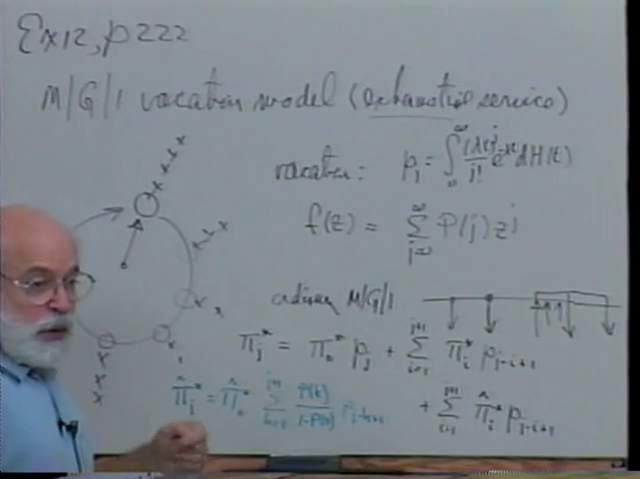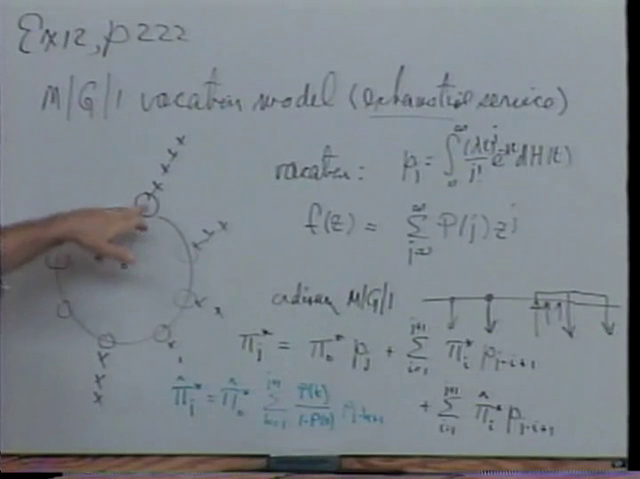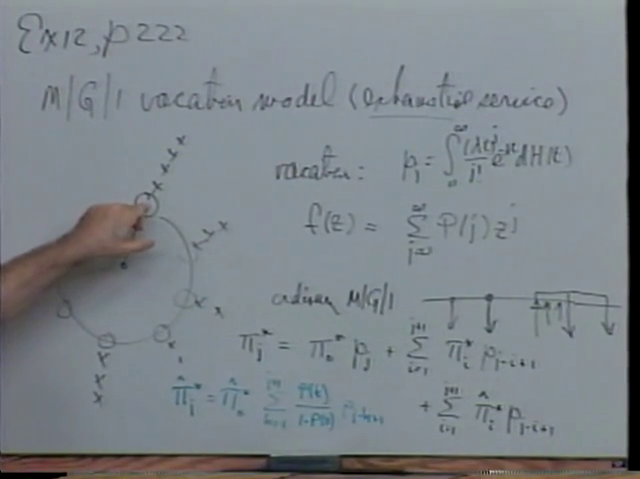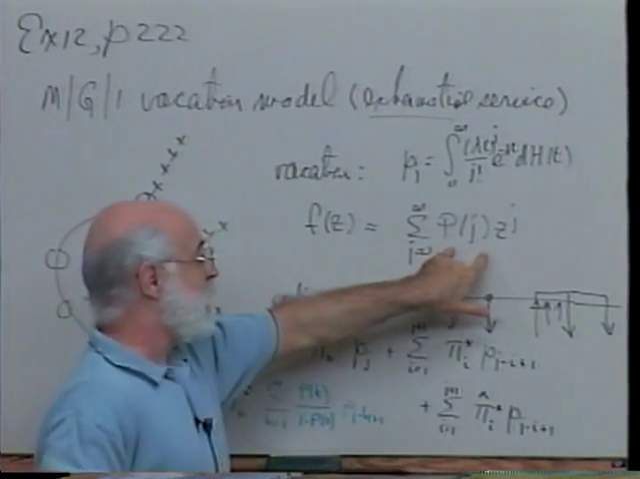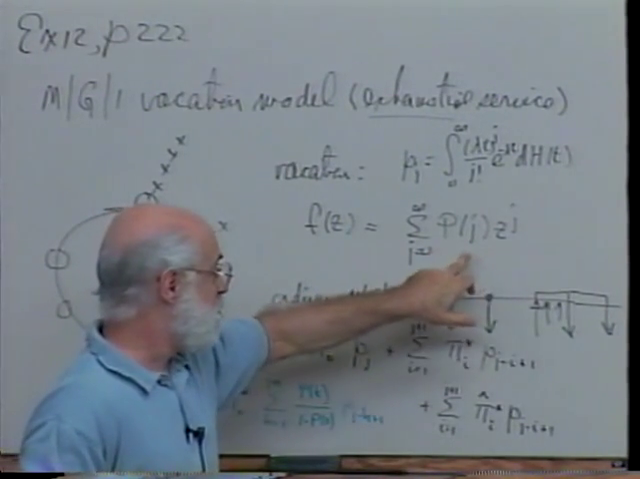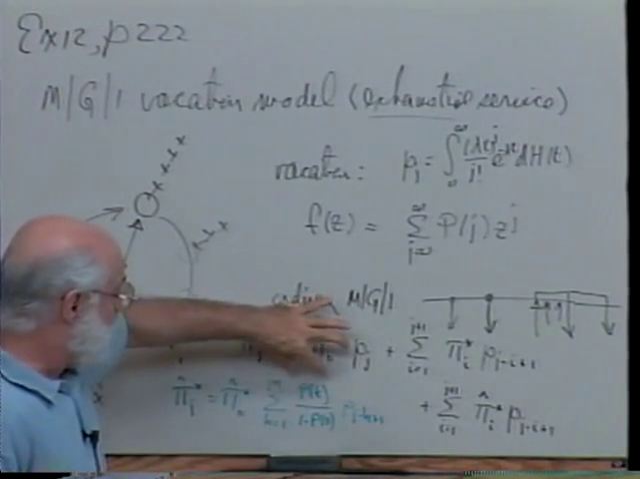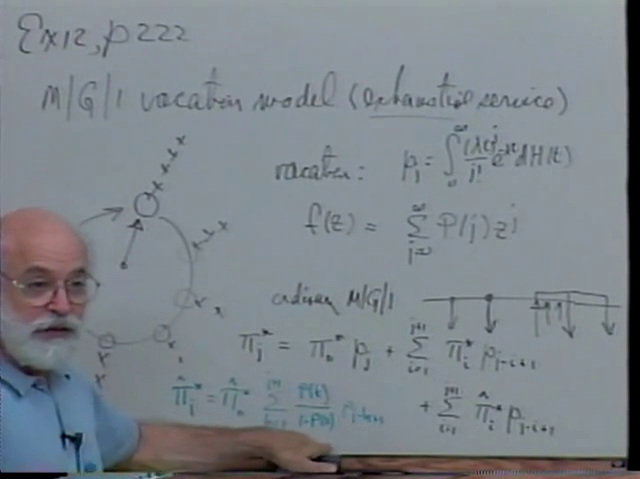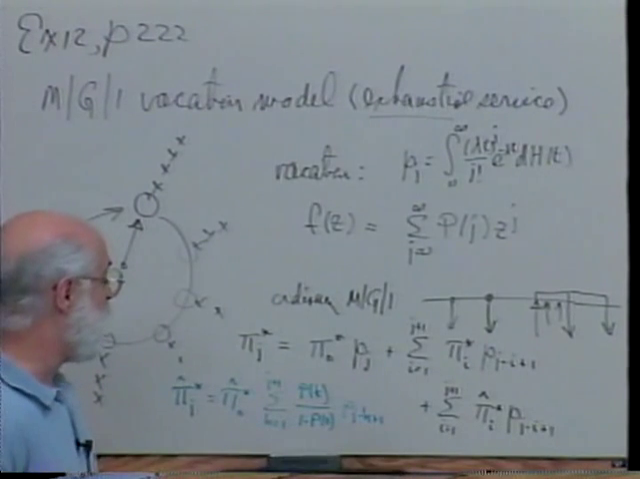The server will continue on vacation, and it'll take vacation after vacation until, when it returns, it finds at least one customer here. By assumption, pj describes the probability that at the end of a vacation there are exactly j customers waiting at the station. So what we want is the conditional probability that the number waiting is k, given that it's at least 1. Because if it isn't at least 1, the server doesn't begin to serve but takes another vacation.